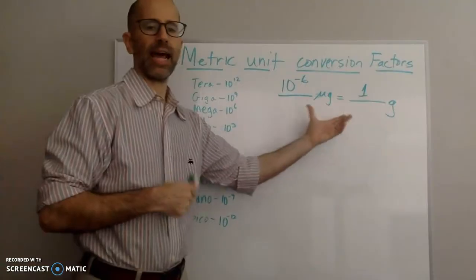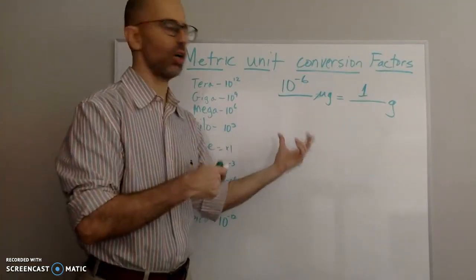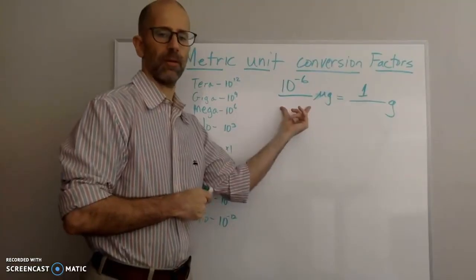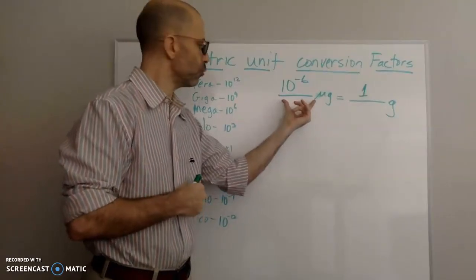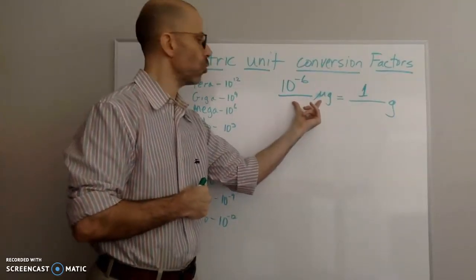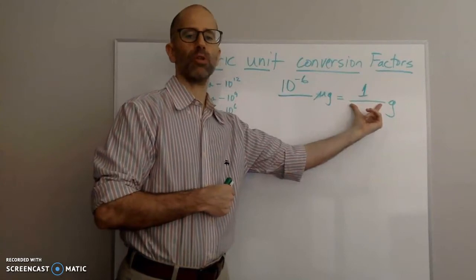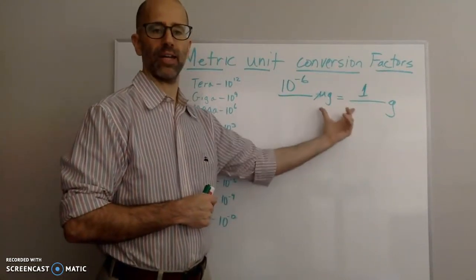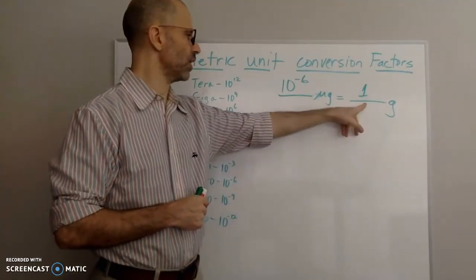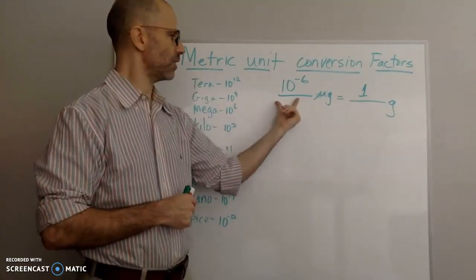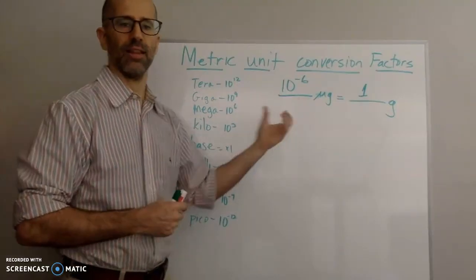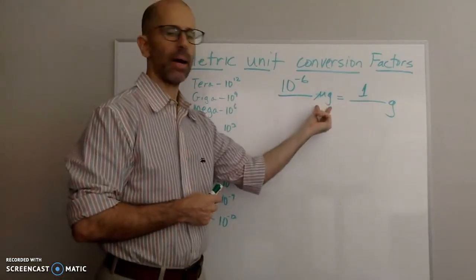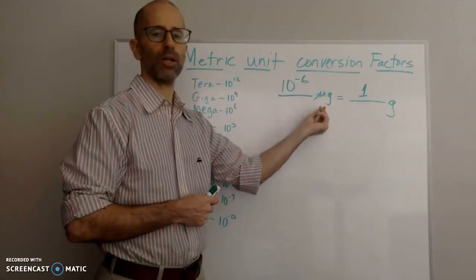So if I am in the habit of always putting the 1 with the prefix and then replacing the prefix with the prefix multiplier on the other side, I will never make the mistake of writing the wrong equality, because 1 gram is not 10 to the negative 6 micrograms. This doesn't make sense because a microgram is much, much, much smaller.